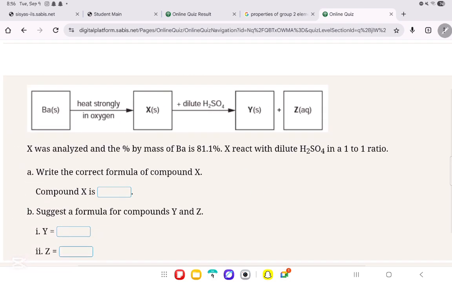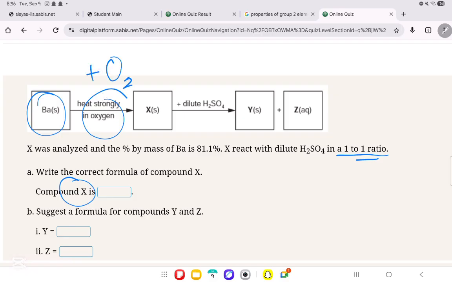Now, X was analyzed and the percentage by mass of Ba is 81.1%. X reacts with dilute H2SO4 in a 1:1 ratio. Okay, this is important for later, that it reacts in a 1:1 ratio. Now, how do we find compound X? We know that barium is strongly heated in oxygen. So we have many options to write. We can say it's BaO or it's BaO2. But how do you know which is which?